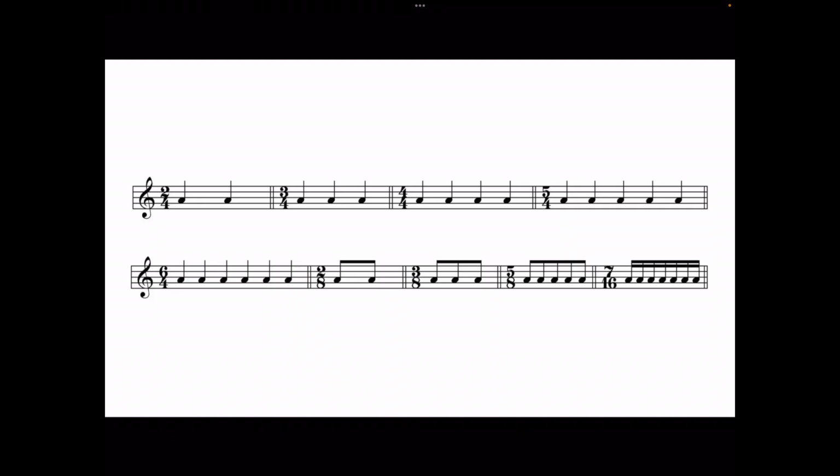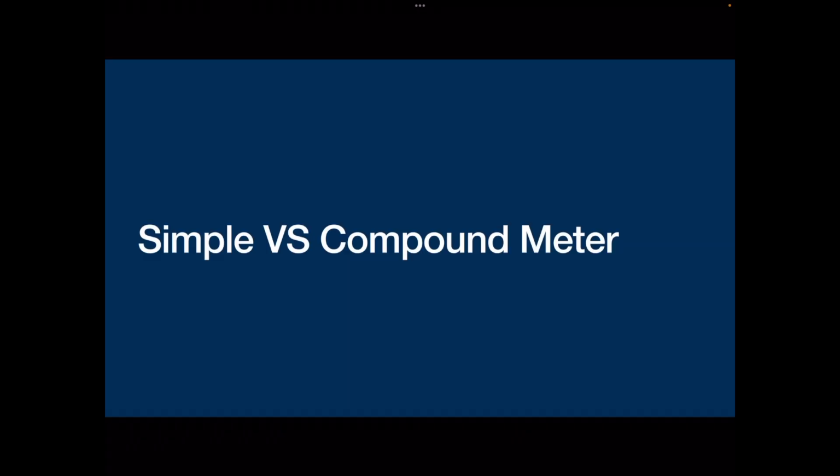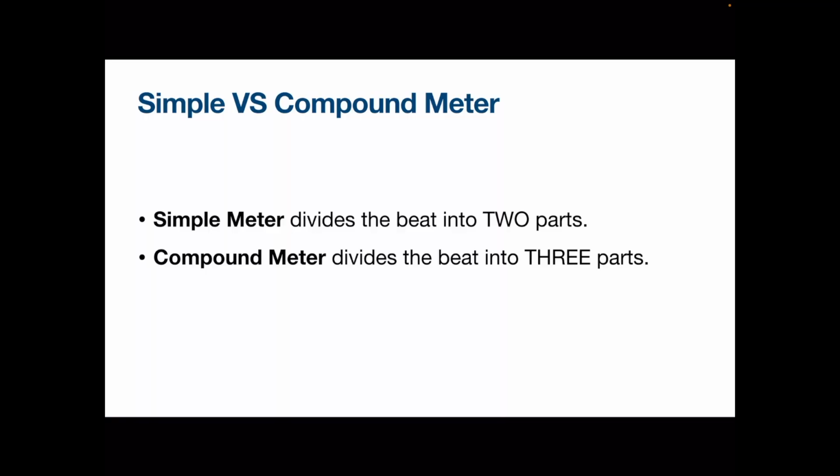Okay, so now that we know what a time signature is and how it tells us the number of beats in a measure and what kind of note gets one beat, I think we're going to get into what's called simple versus compound meter, where we learn that not all beats are divided the same way in music. So simple meter divides a beat into 2 parts. Simple, 2. Compound meter divides the beat into 3 parts. So compound meter, 3. Okay, I want you guys to remember those numbers.